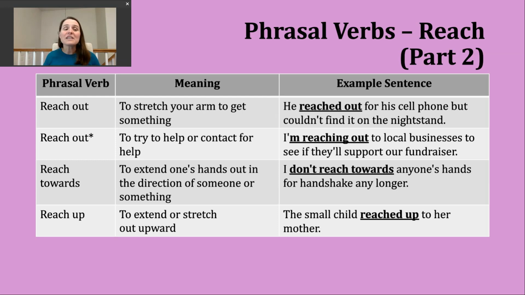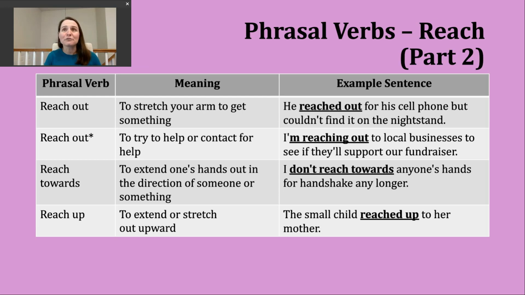Another phrasal verb you might hear is to reach towards. This means, again, we're extending one's hand outward, usually in the direction of someone else or something else. An example of this: I don't reach towards anyone's hands for handshakes any longer. Okay, so here's another negative simple present sentence. In this one, I'm talking about maybe my habit or my lack of a habit now of starting or initiating a handshake, right? Since the pandemic, I've stopped shaking hands. So this is my new routine.